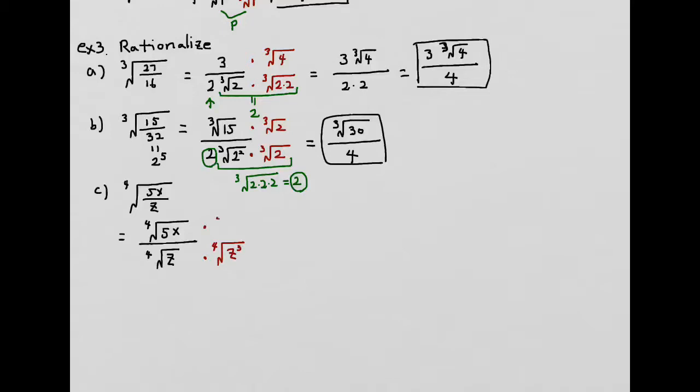It means you're doing the same thing on the numerator. So the 4th root of z cubed is what you're multiplying. Then you end up getting the 4th root of 5x z cubed over the 4th root of z to the 4th, right? Which is going to be z. So you're going to end up getting z on the denominator.